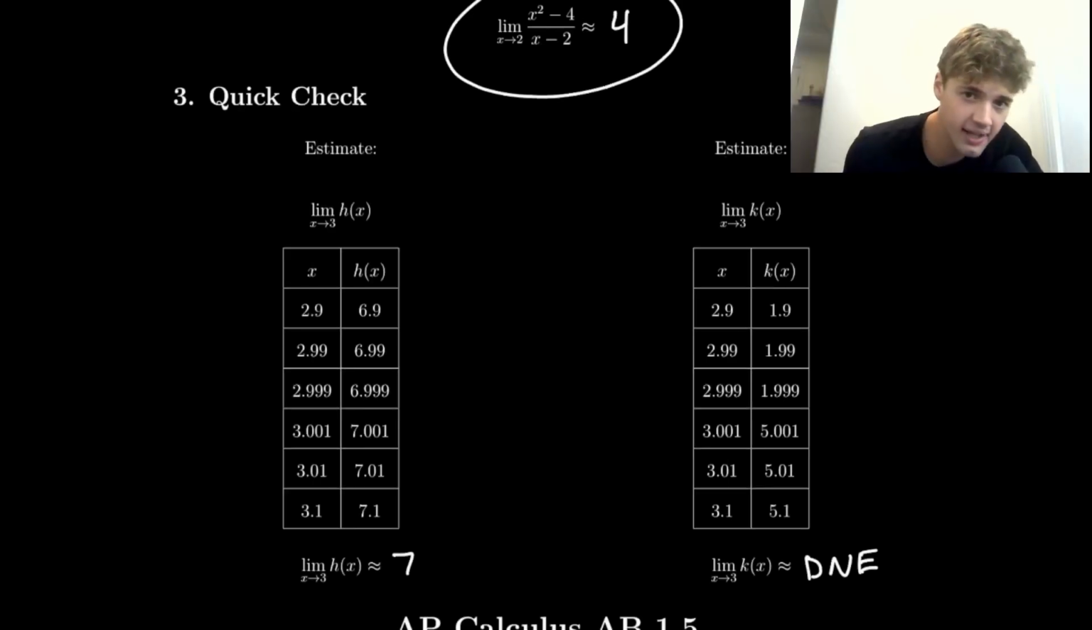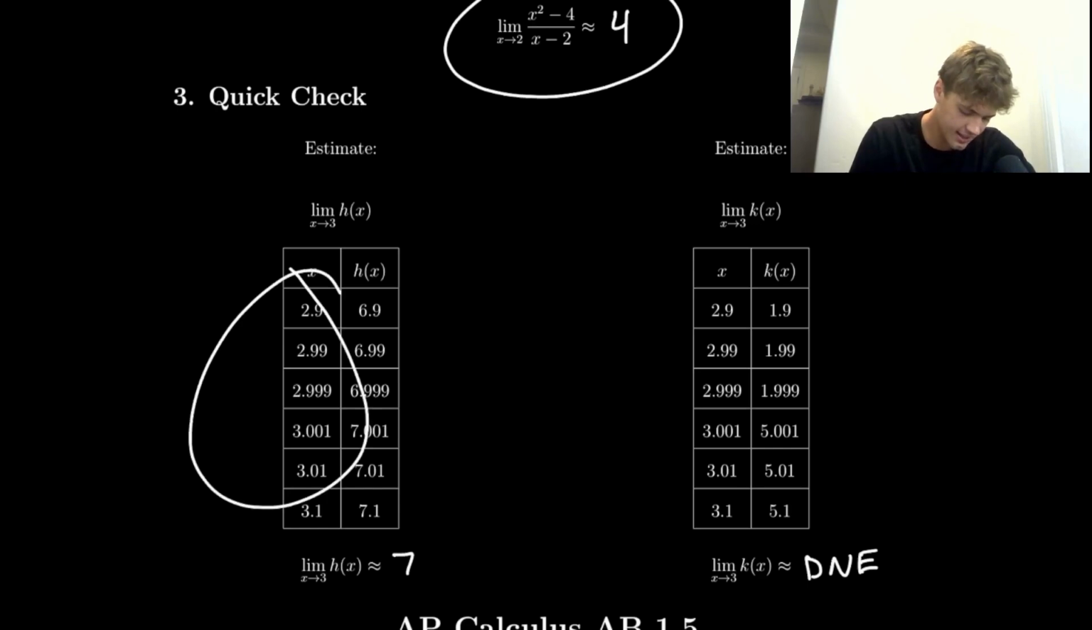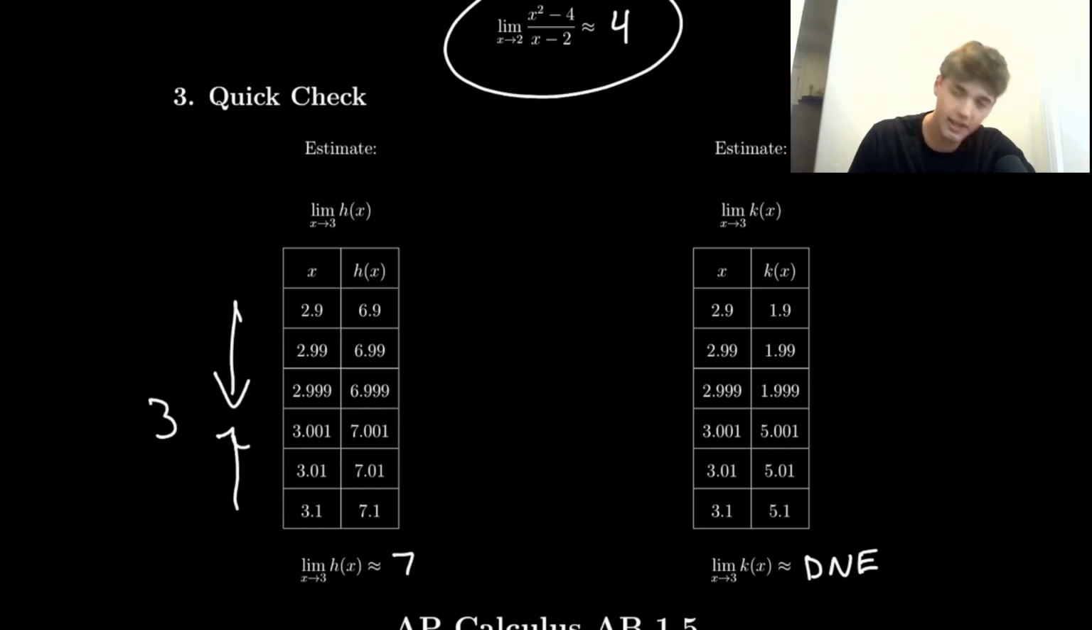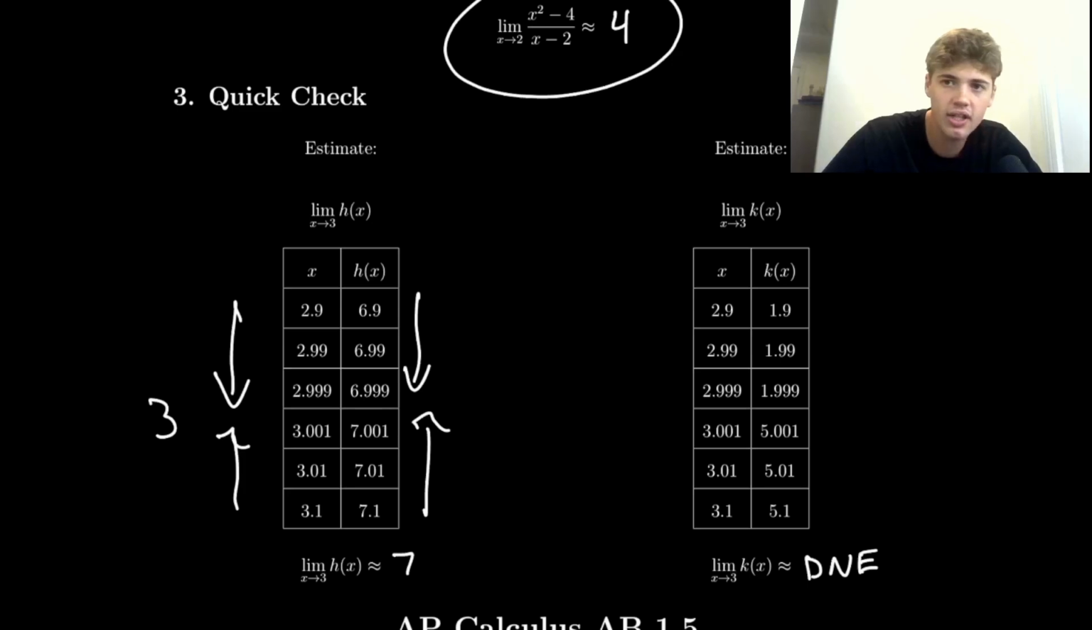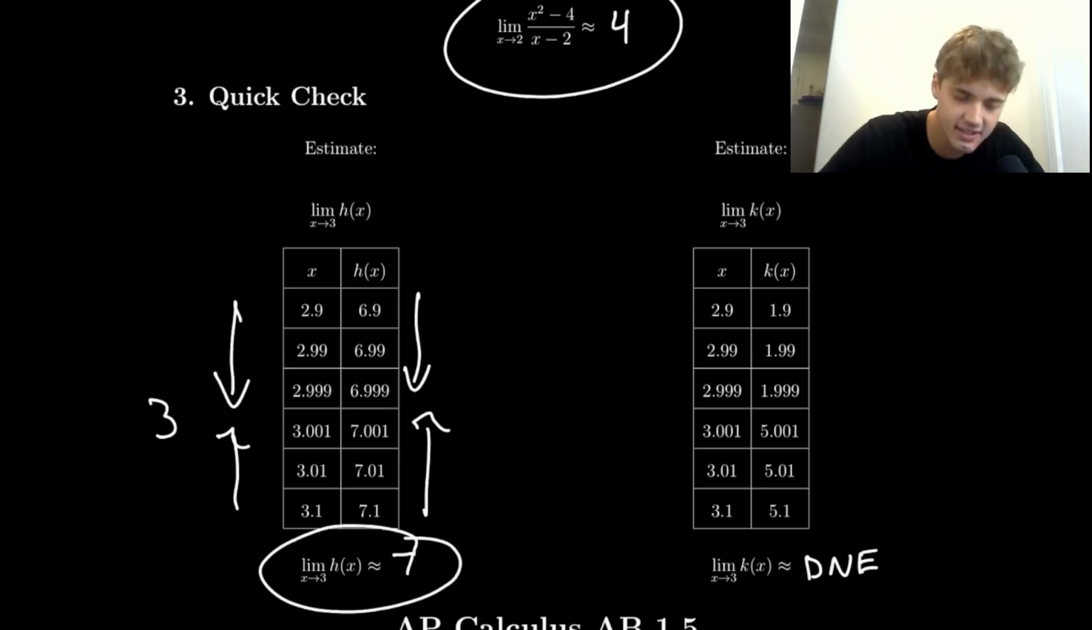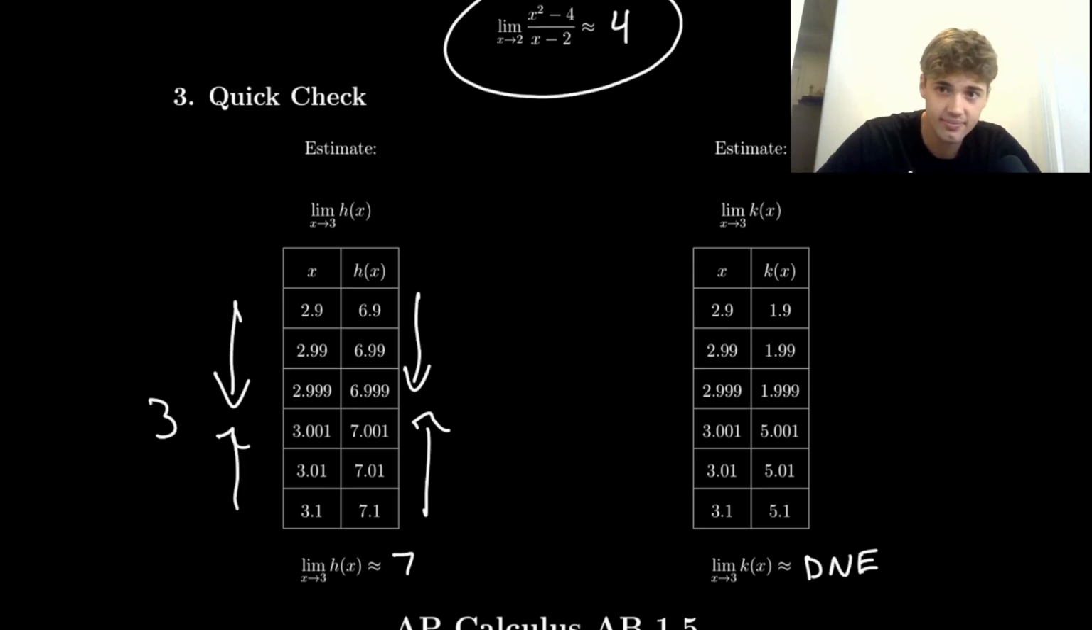All right, welcome back. This one right here, as we get closer and closer to 3 from the left and right-hand side, we see that our function values start to hone in on the number 7. It's getting closer and closer to 7. So we estimate that the limit as x approaches 3 of h of x equals 7.